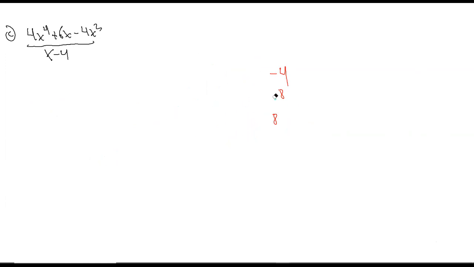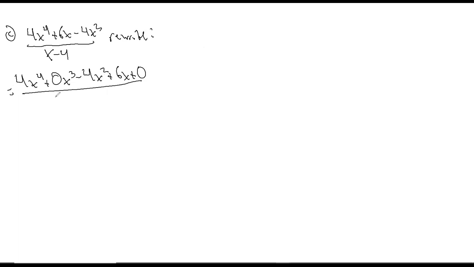So we have got to set everything up in the right order and use placeholders just like before. So let us rewrite it as 4x to the 4th plus 0x to the 3rd minus 4x to the 2nd plus 6x plus 0 on top of x minus 4. Now let's do our synthetic division.